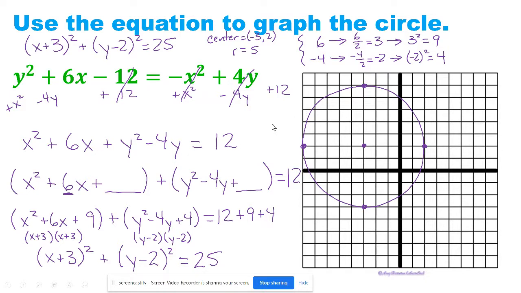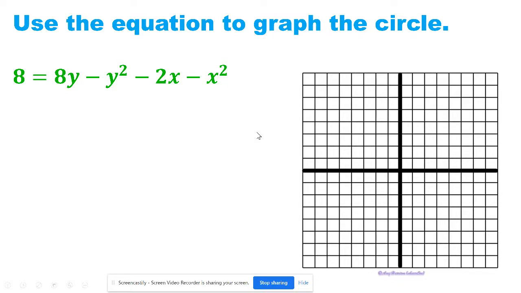So let's do another one because I know that's kind of complicated, so we're going to get a little more practice with this. Here we go. The nice thing about this one, we don't have to move anything around first. Everything's already on the correct side of the equation. I am going to rewrite it where I change the order of these terms so I get everything in the order I want it. So I'm going to start with my negative x squared minus 2x. Then we got minus y squared. And we have a positive 8y. And that is equal to 8.